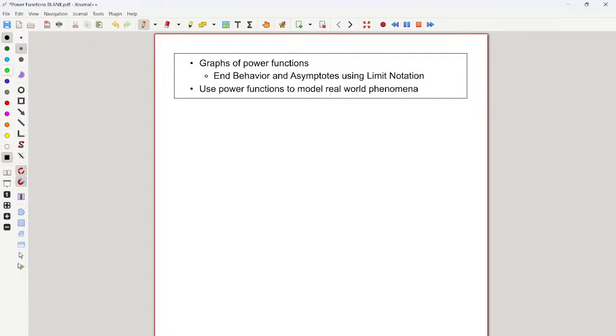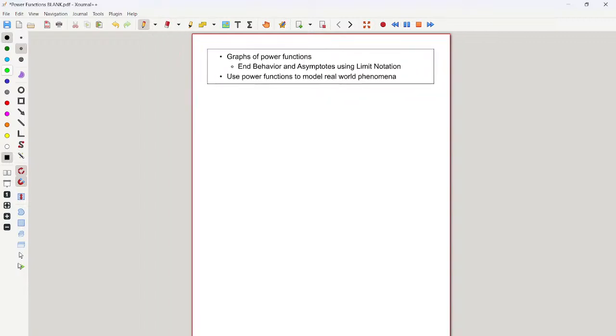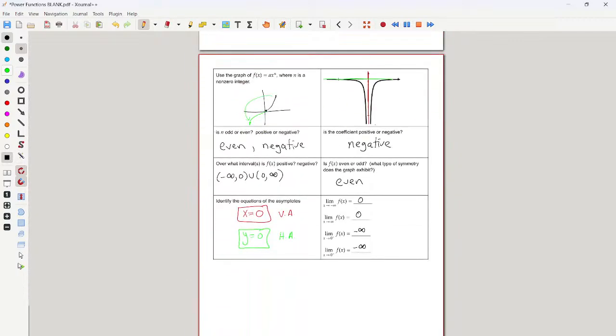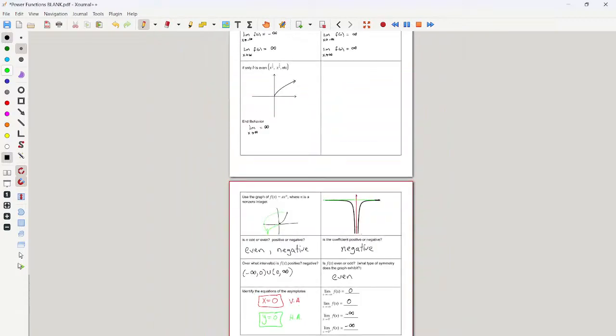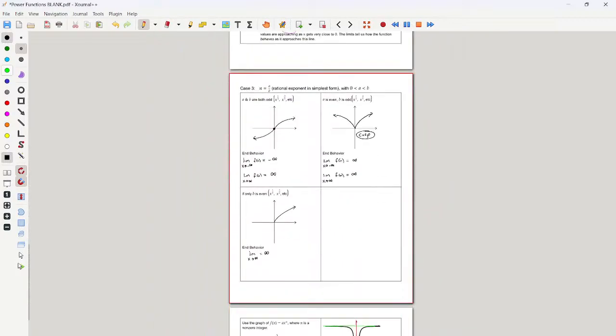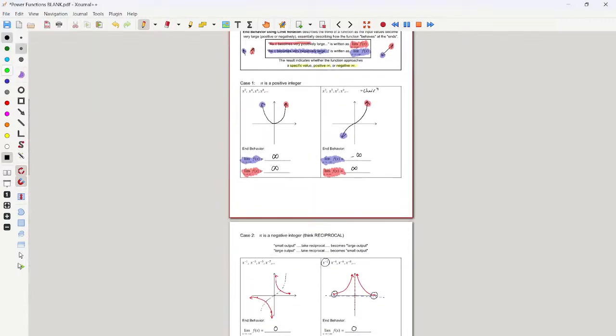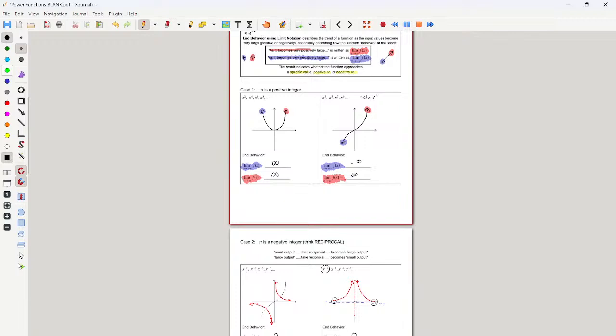Model real world phenomena. I guess we didn't really do that. I deleted that off now that I'm relooking at it, and it's not really that important. All right, I'll let it go. So that's what I want you to know. So I'm going to cut that off as an objective. We didn't do that.